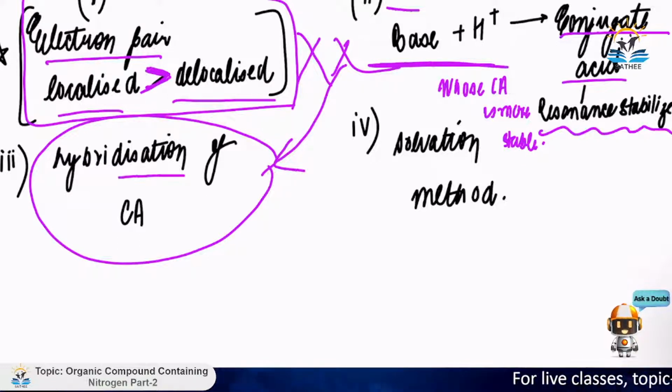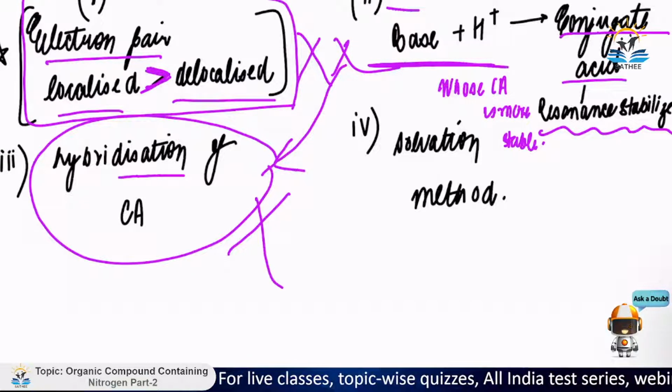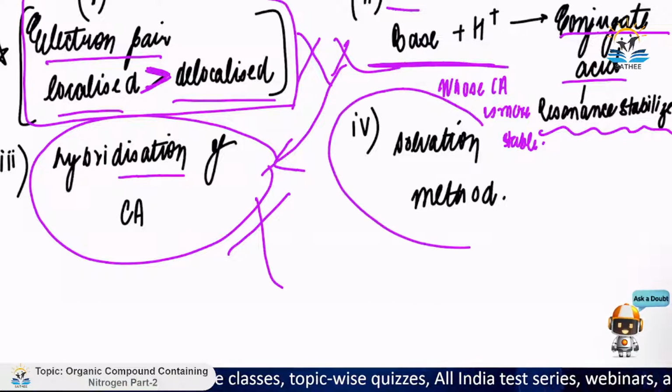We will see the hybridization of the conjugate acid, like if nitrogen is forming 5 bonds, then it is not possible. So we will see the hybridization of the conjugate acid. If we fail at this step also, then the final is the solvation method.